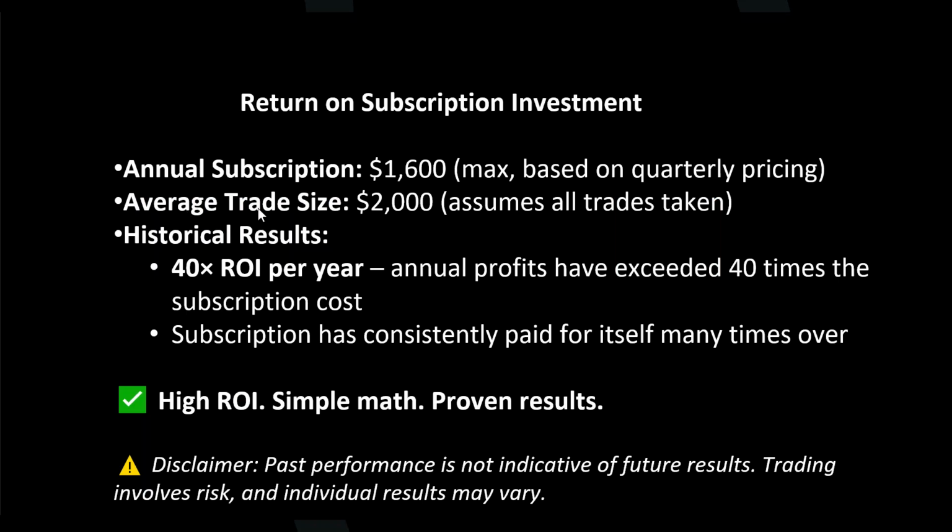What I did was I took the average trade size of $2,000. This is you taking all the trades in the room, and the results we've been getting. After each year, it's 40 times ROI. So you're getting 40 times your subscription price in profits if you take all the trades. 40x ROI, this is pretty impressive to me. The subscription has consistently paid for itself many times over, and it has a high return on investment.